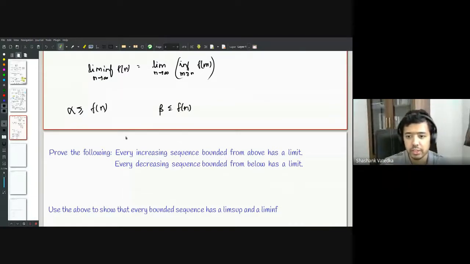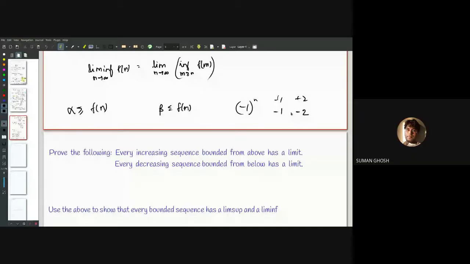So for example, minus 1 raised to the n is a bounded sequence. It is bounded from above by plus 1 and bounded from below by minus 1. It's also bounded from above by plus 2 and bounded from below by minus 2. But this is a bounded sequence, but it does not converge. All right, but the claim is that if the sequence is increasing and it's bounded from above, then it has a limit. Got it, sir. Okay.